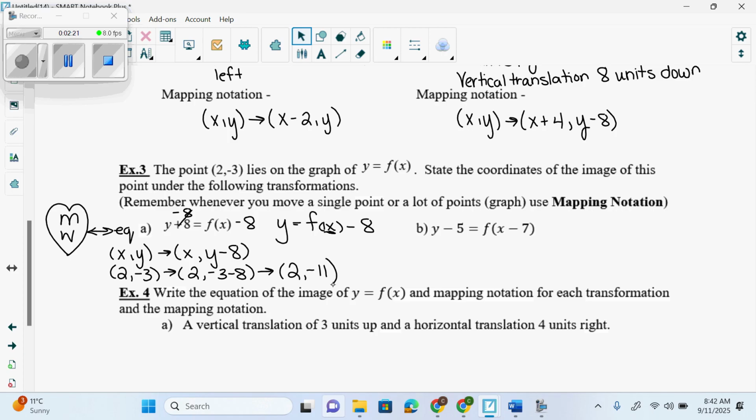Which I know people could do in their heads. Cool. But we're practicing properly for later, and by later, I mean in 2 days. All right. B, what should we do? Add the 5 over, and we already have the 1 in front of our x, so that's good.